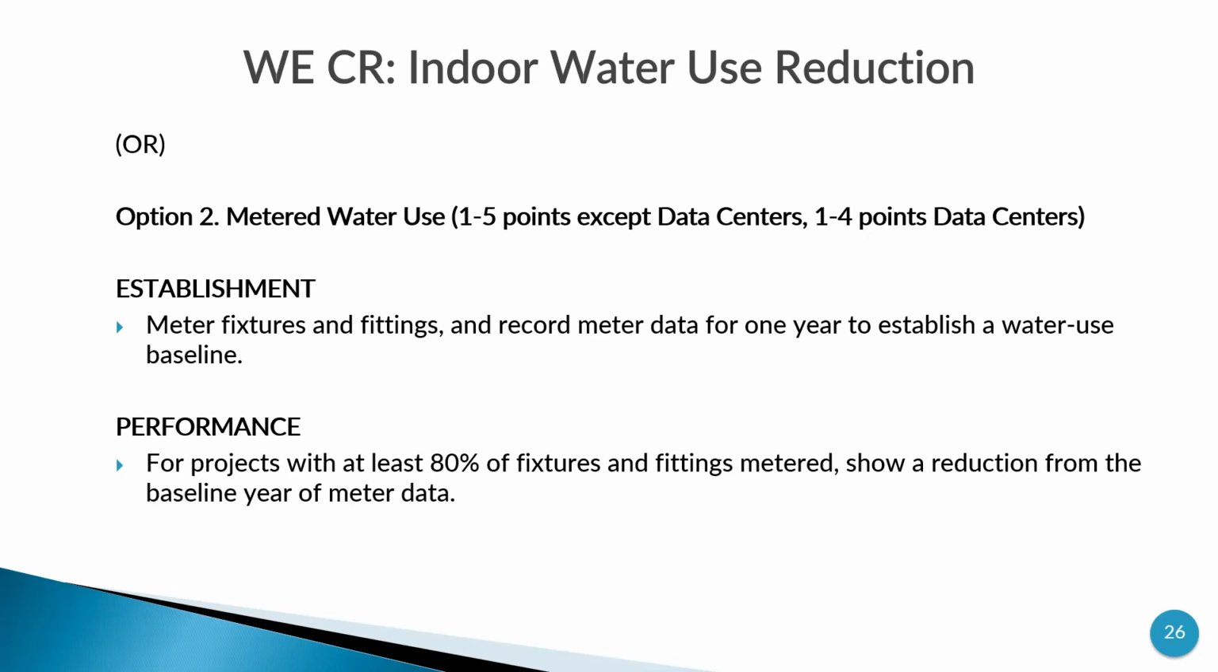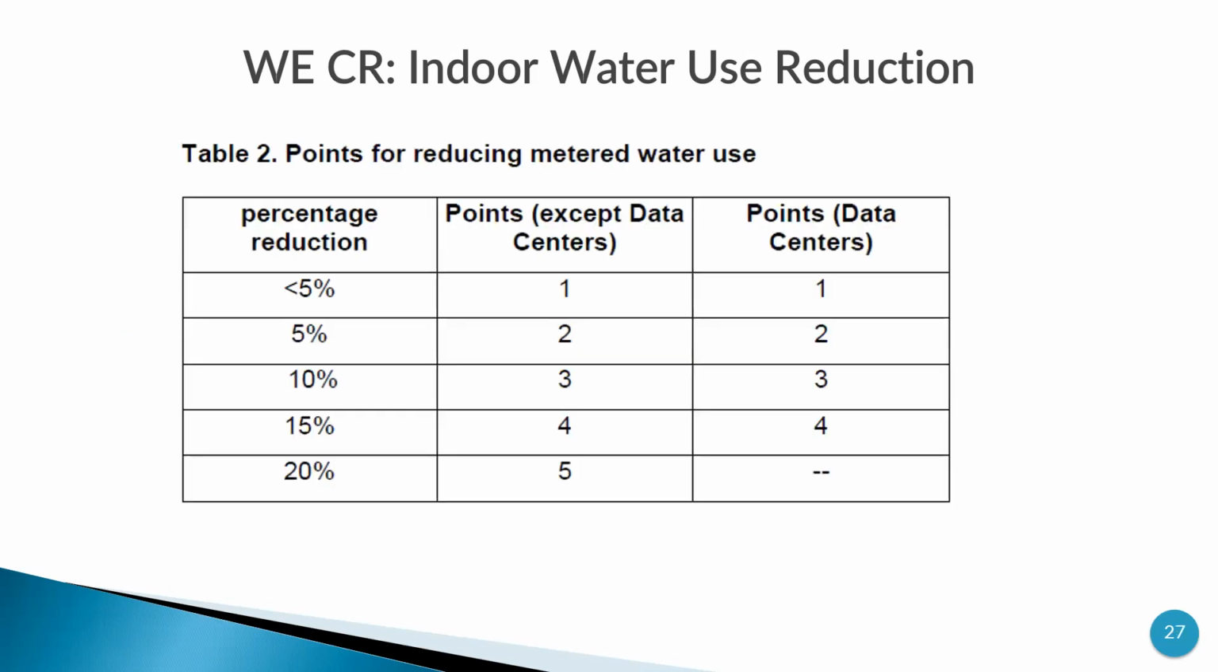Meter fixtures and fittings and record meter data for 1 year to establish a water use baseline. Whereas coming to performance, for projects with at least 80% of the fixtures and fittings metered, show a reduction from the base year of meter reading. Means from the baseline, you need to show the reduction in consumption. But it has to be 80% of the fittings and fixtures must be metered.